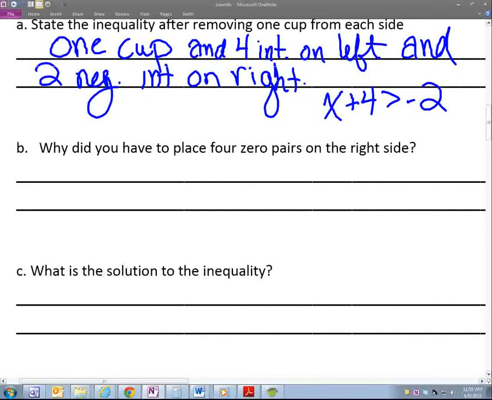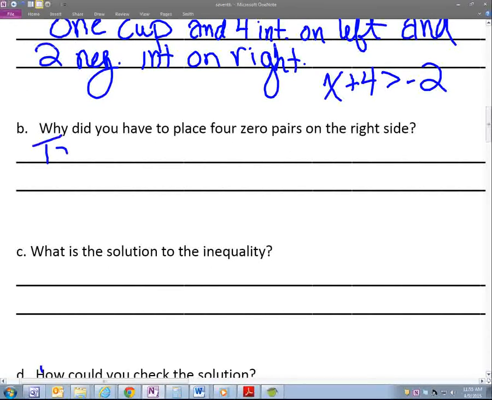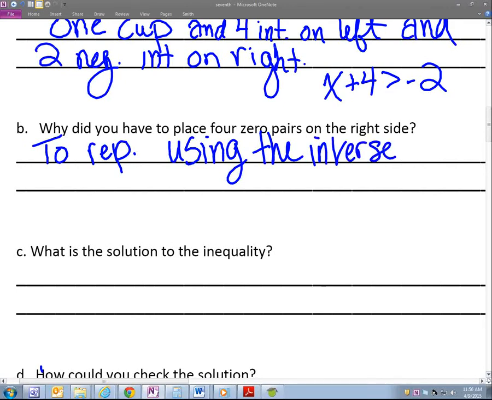Now, why did you have to place 4 zero pairs onto the right side? The reason we had to do that was to represent using the inverse operation. By getting the other integers out, that's what we have to do to represent the inverse operation, which is just saying we're going to subtract 4 from each side.